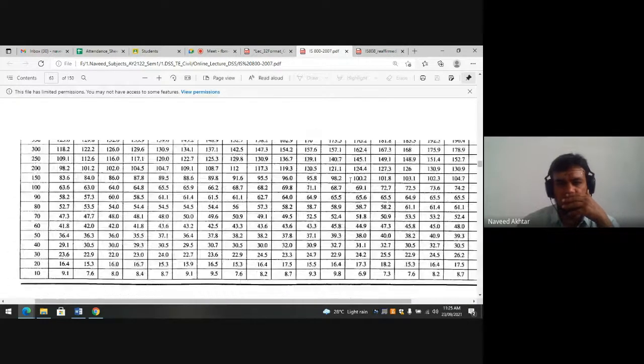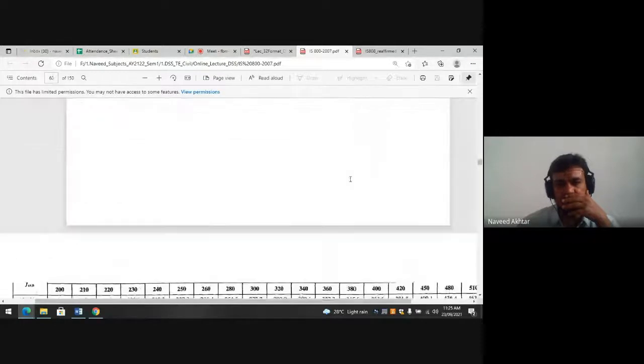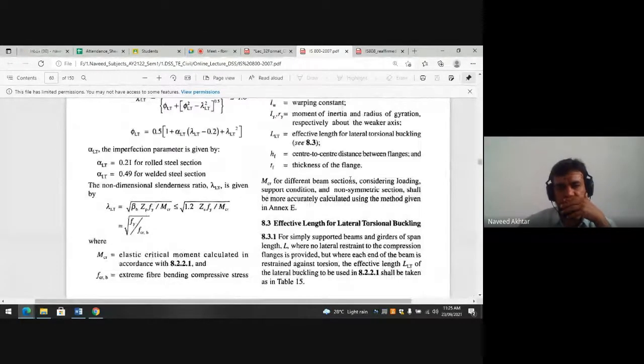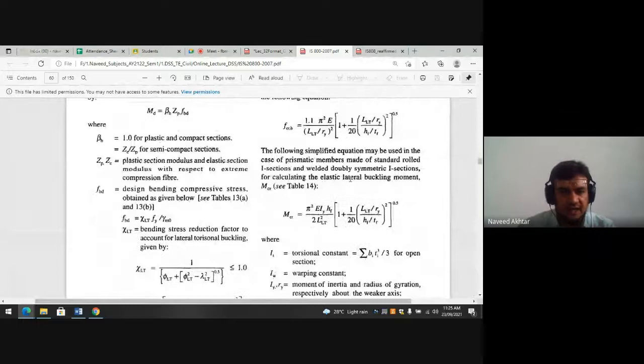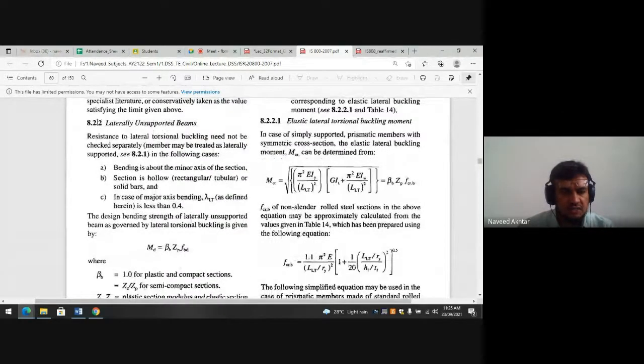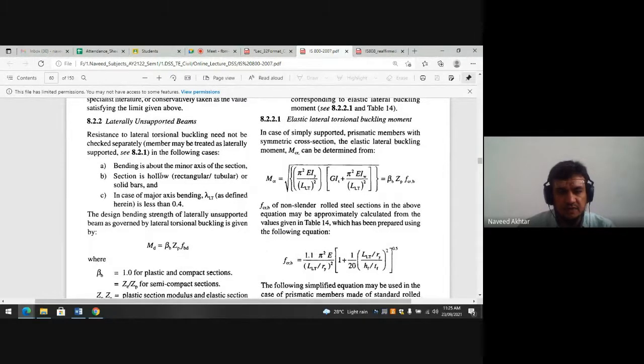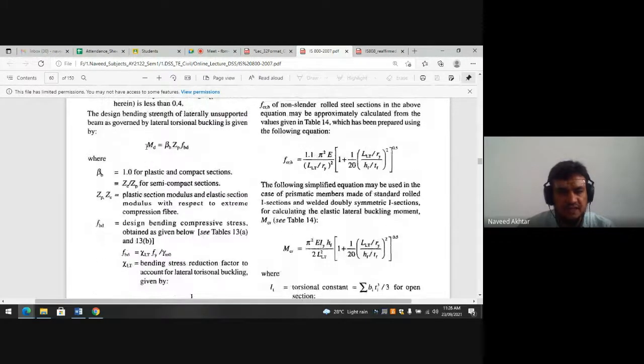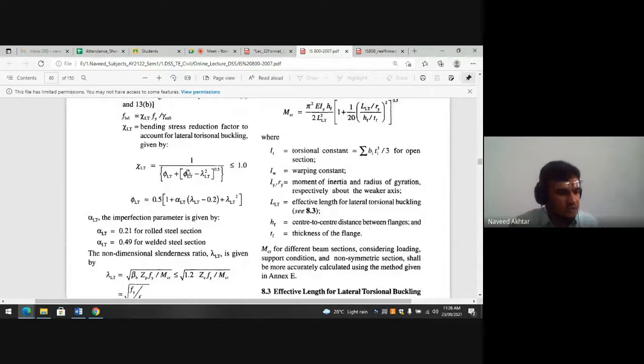If you see in the IS code, the design strength in the bending of beam column is nothing but MD, and MD is equal to beta B ZP FBD. If you see the clause number for laterally unsupported beam, it is for beam, but if we are designing a beam column, the MD is nothing but, you can see, beta B ZP into FBD. Okay, so we know the value of FCRB now.